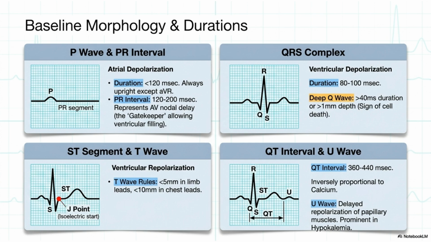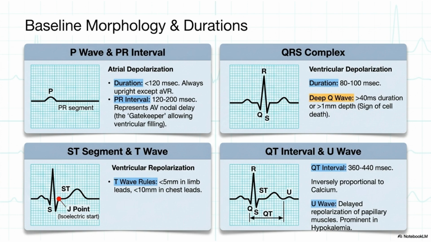The QRS complex, 80 to 100 milliseconds, is ventricular depolarization. Watch for deep Q waves, greater than 40 milliseconds wide or greater than 1 millimeter deep. These are permanent scars of cell death from a past infarction.